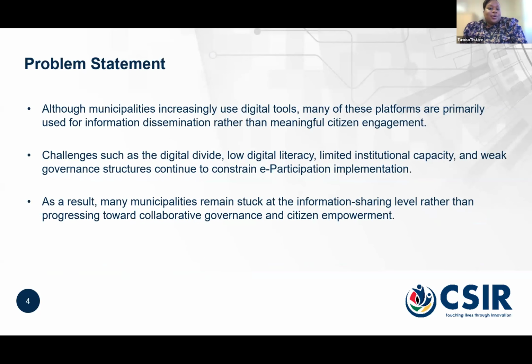Although municipalities increasingly use these digital tools, it has been found that they are used mainly for information dissemination rather than meaningful citizen engagement. Challenges such as the digital divide, low digital literacy, limited institutional capacity, and governance structures continue to constrain e-participation implementation. As a result, many municipalities are still stuck at an information sharing level rather than collaborative governance and citizen empowerment.